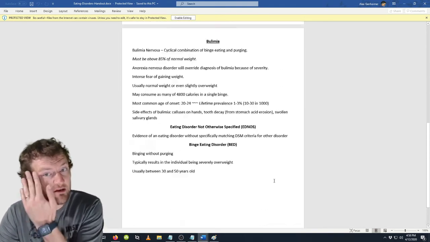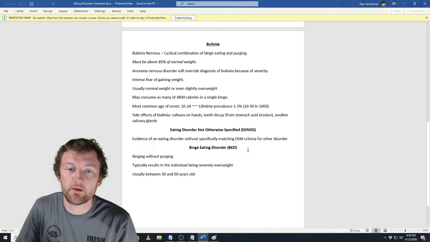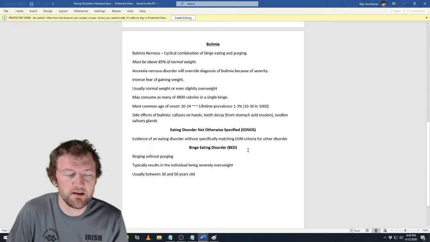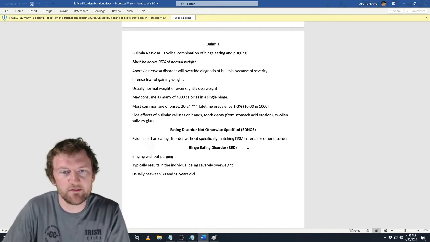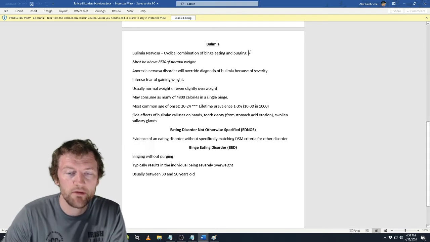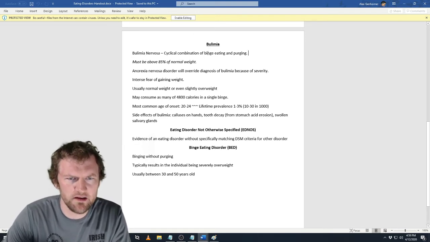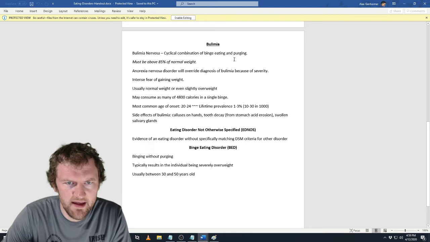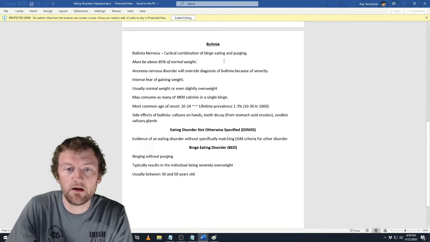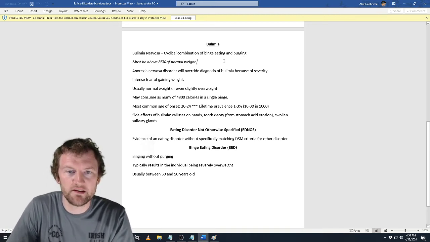Let's move on to bulimia. Bulimia, the safe alternative to anorexia. I'm kidding, I guess I shouldn't. But yeah, no, it's not the safe alternative. It is less lethal, but there are a lot of problems with bulimia as well. And with bulimia, you cannot be underweight.